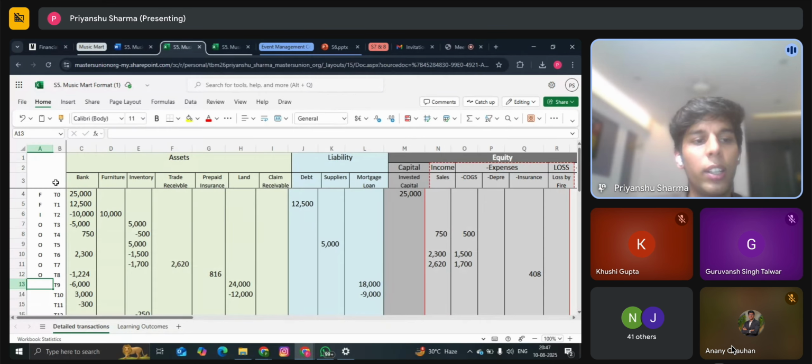Now here, this is where the operating streak breaks. We actually bought land worth 24,000. Now since land is a long term asset and this is going to be of use to us in the longer time frame, I'll categorize this inside investing because it is going to be utilized for a longer time.